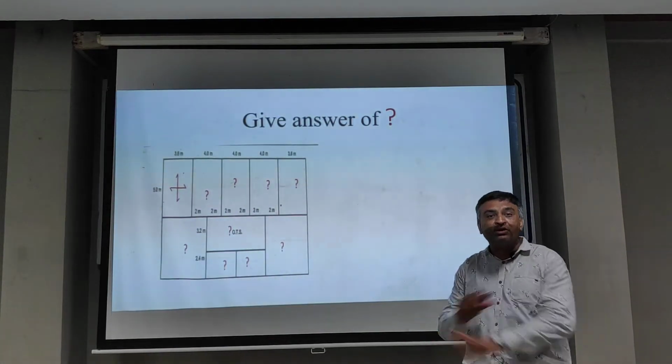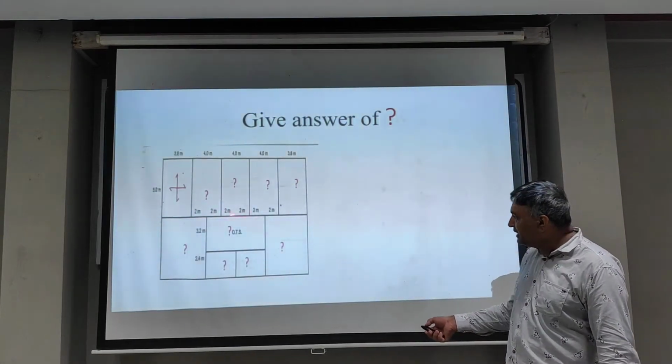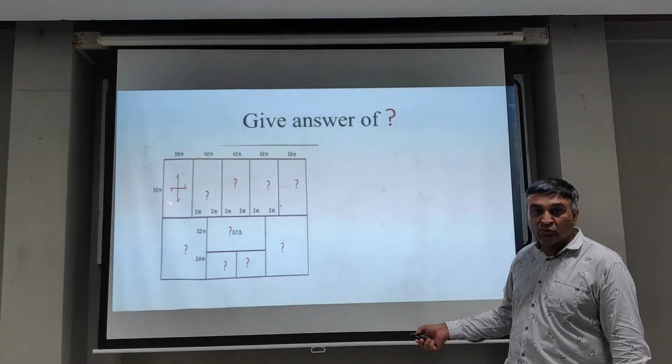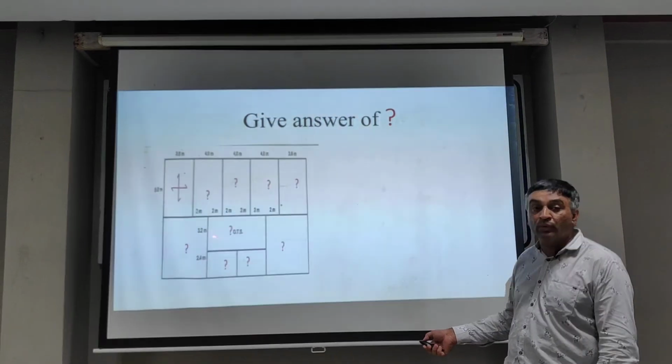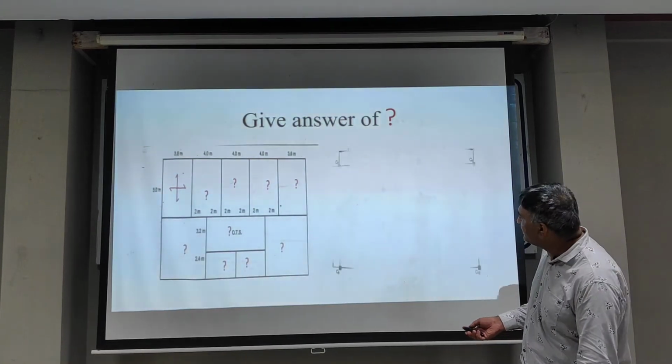That means there is no slab at this level. At this portion there is no slab. So don't try to find one-way or two-way here. So what is your answer? You can see this is your answer.